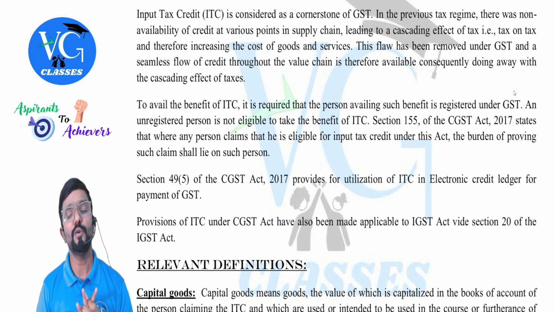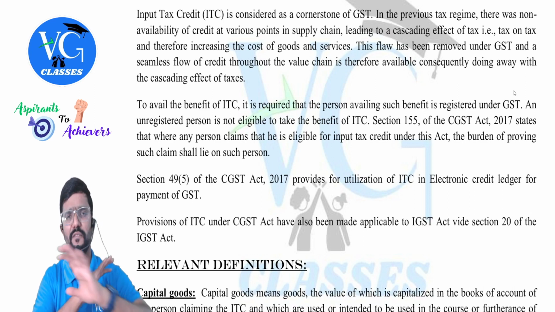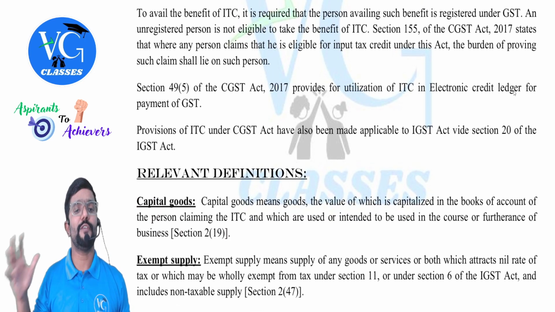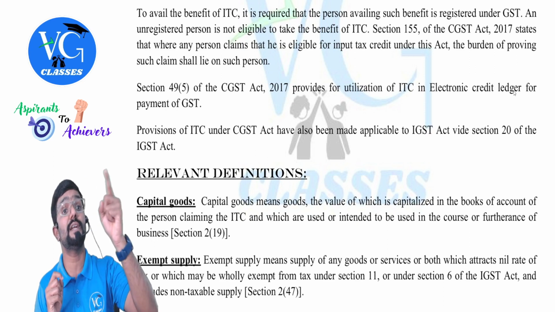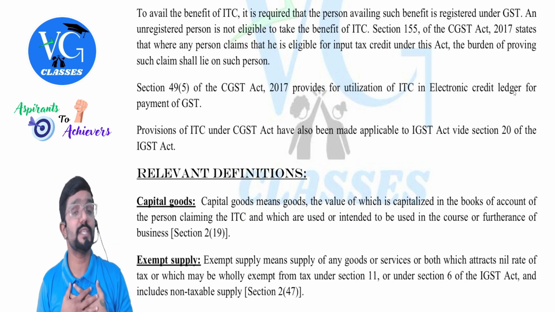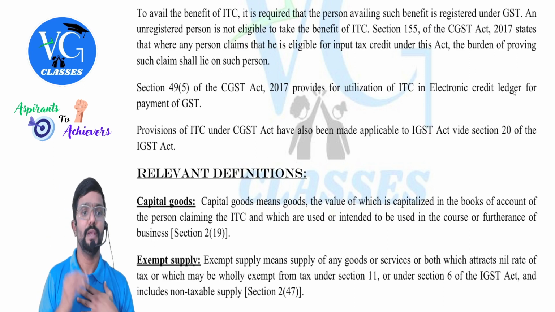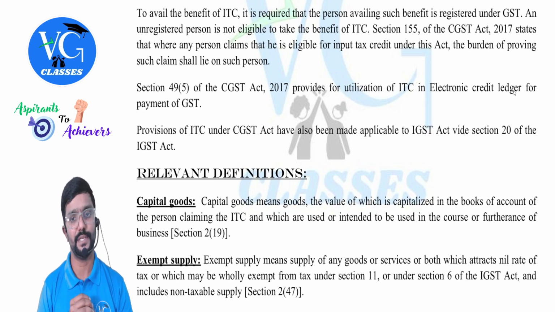This flaw has been removed under GST and a seamless flow of credit throughout the value chain is therefore available. Consequently, doing away with what? The cascading effect of taxes, guys. Means they have told we have removed the cascading effect. To avail the benefit of input tax credit, it is required that the person availing such benefit is registered under GST. Only if the recipient is registered under GST, he can claim the credit, guys. An unregistered person is not eligible to take the benefit of ITC.